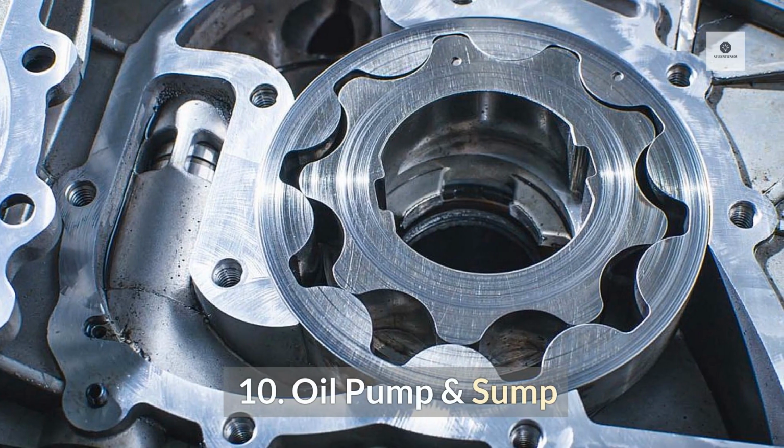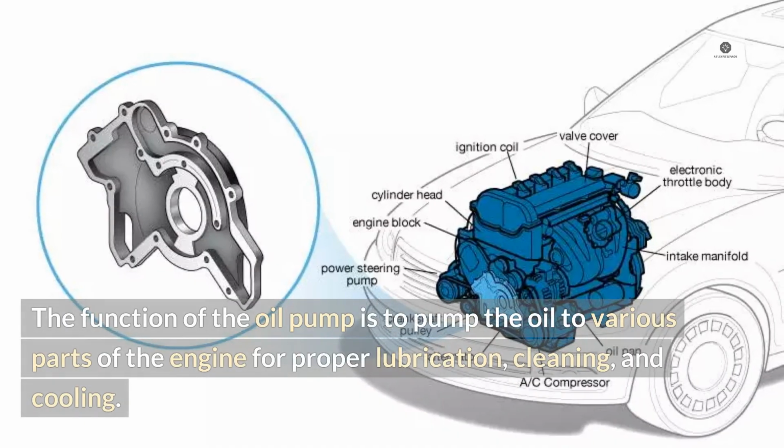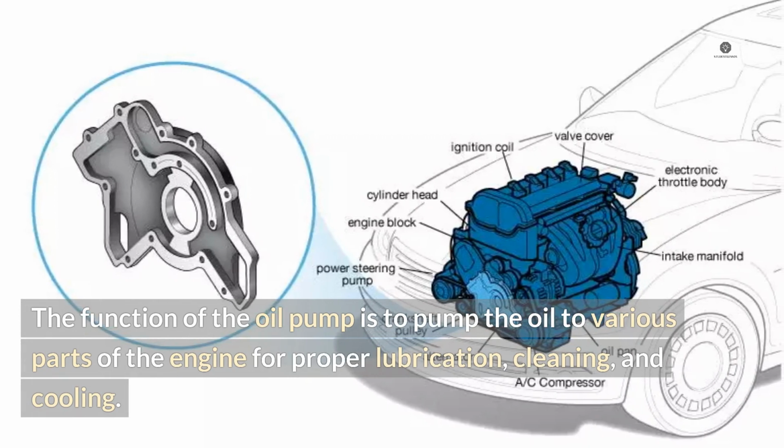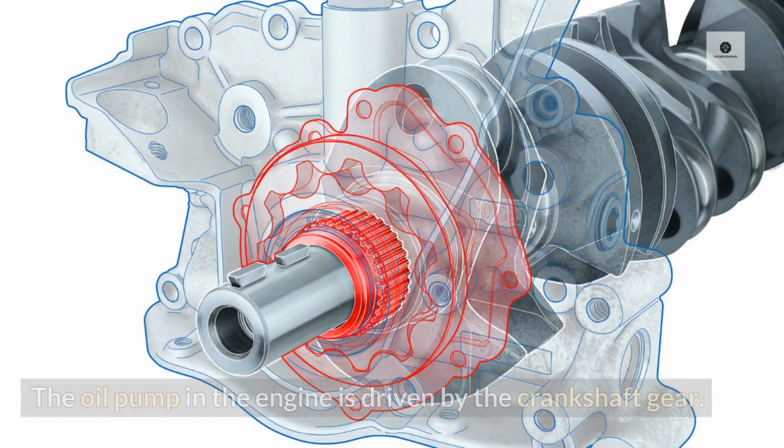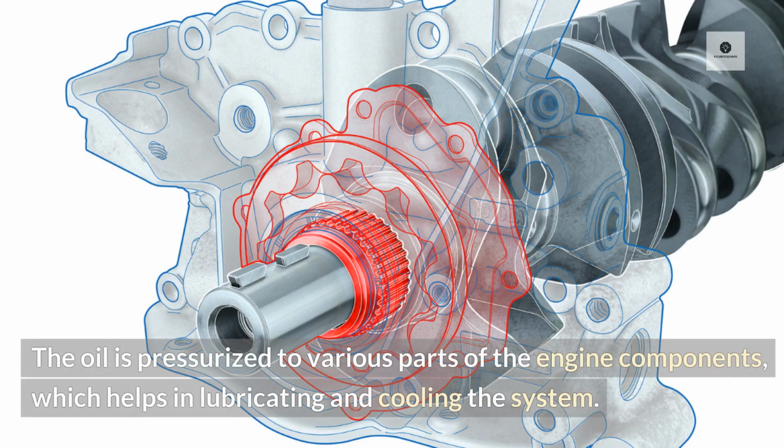10. Oil pump and sump. The function of the oil pump is to pump the oil to various parts of the engine for proper lubrication, cleaning, and cooling. The oil pump in the engine is driven by the crankshaft gear. The oil is pressurized to various parts of the engine components, which helps in lubricating and cooling the system.